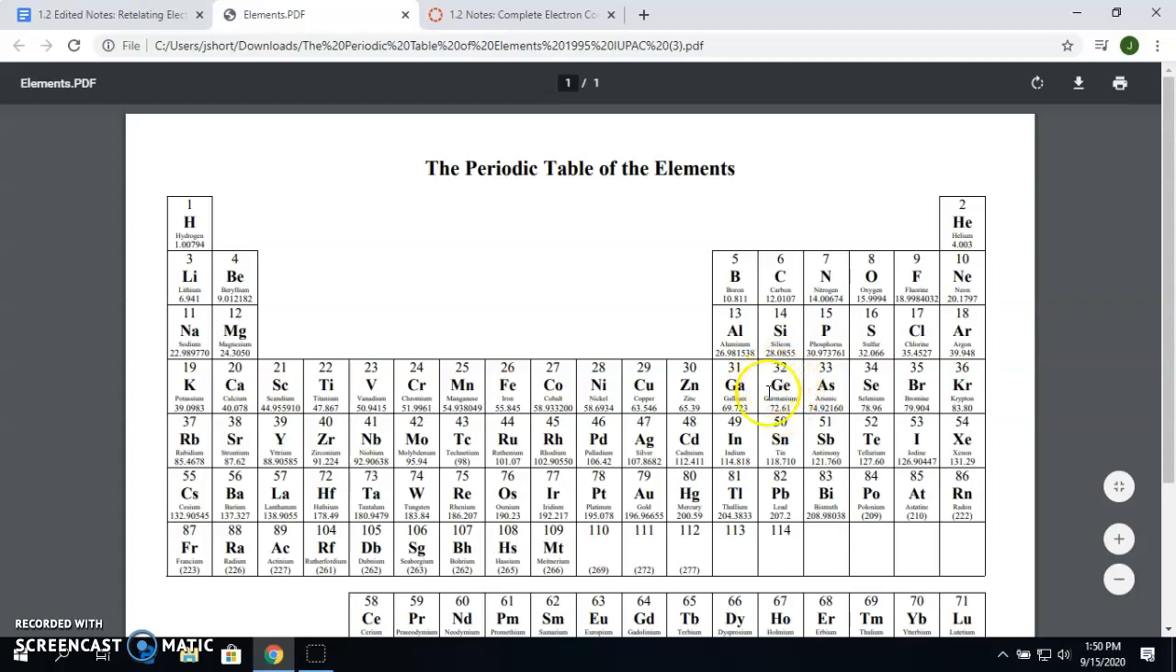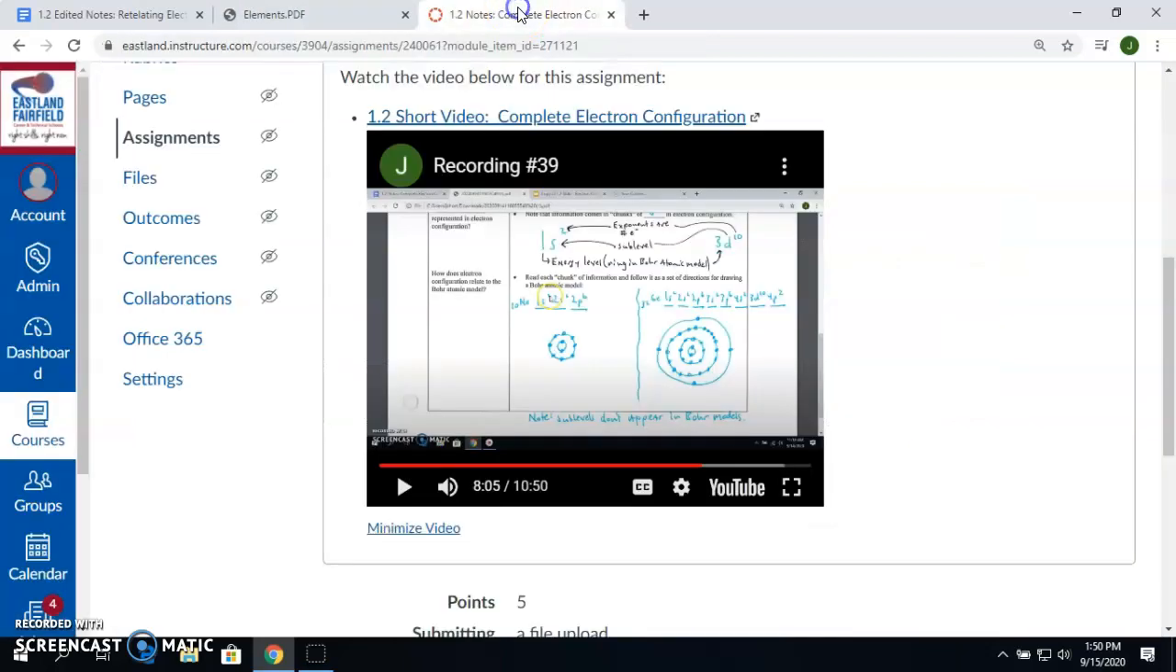So the horizontal period number tells you the number of energy levels in the Bohr atomic model, whereas the vertical main group number, the column number 1, 2, skip a few, 3, 4, 5, 6, 7, 8, tells you the number of valence electrons in the neutral atom.